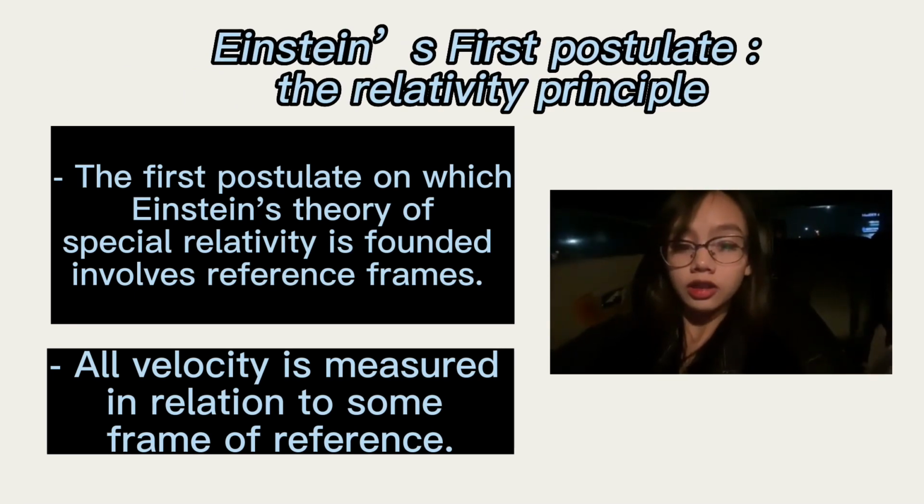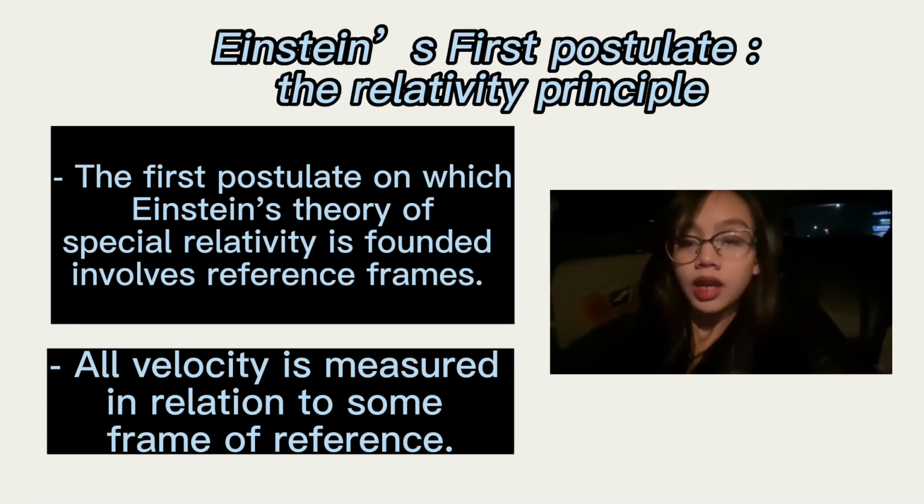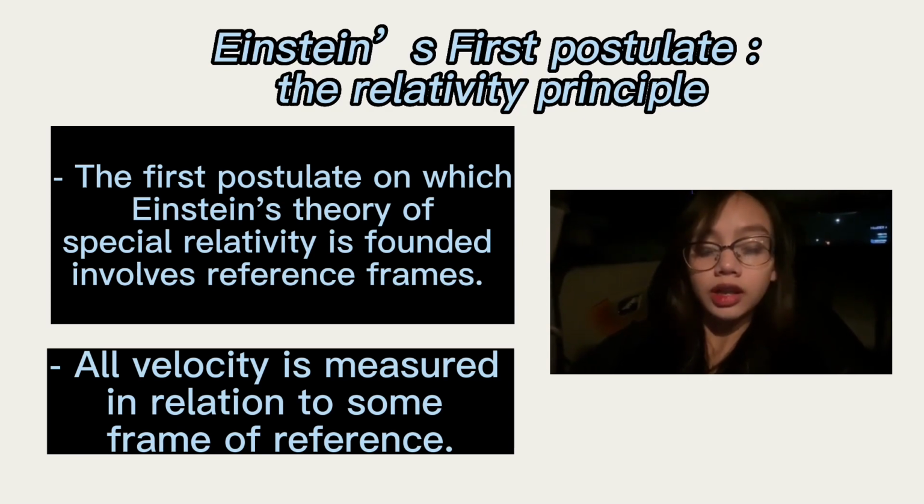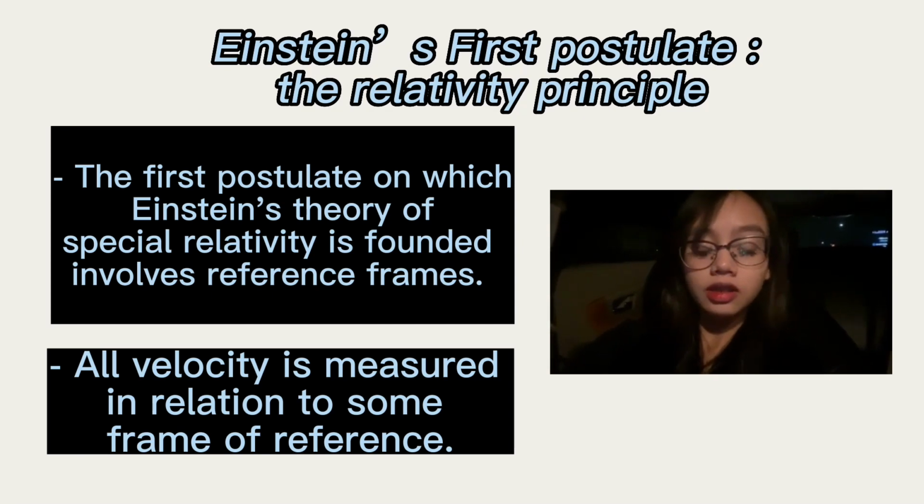Einstein's first postulate, the relativity principle. This postulate states that the laws of physics are the same in any inertial frame of reference. What this tells you is that no inertial frame is more correct than the other. Simply put, no absolute frame of reference exists in the universe from which motion can be described or compared to.